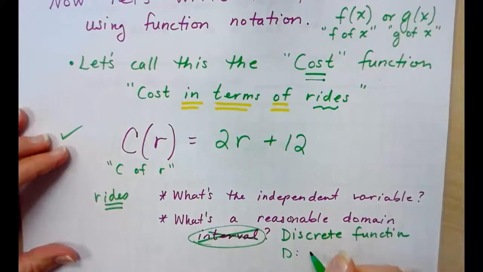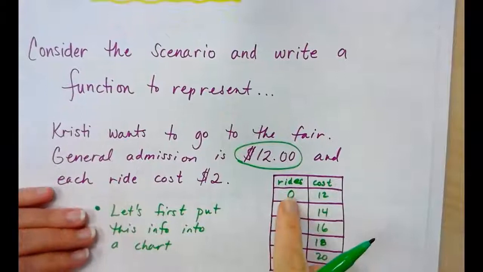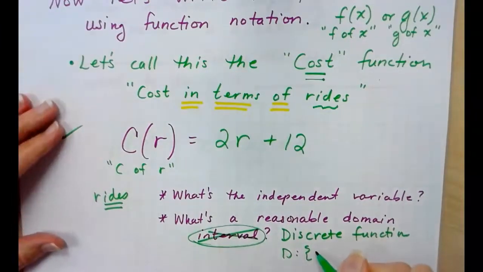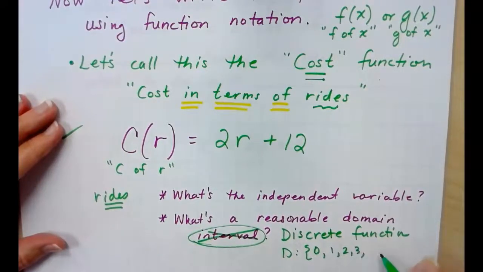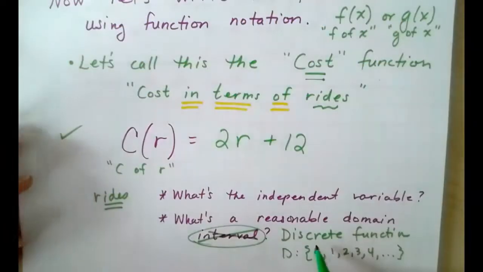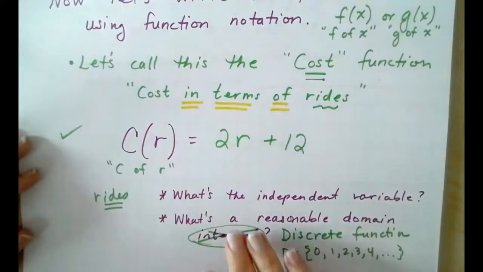So our domain here, and look at what we put in our chart. Maybe Christy goes to the fair and she doesn't ride anything. She rides 0 rides. So I would have to say a reasonable domain would start at 0 and then include the whole numbers 1, 2, 3, 4, and so on. I mean, maybe she stays there for 2 weeks and does nothing but ride. But she either rides the ride or she doesn't. There are no half rides, there are no third rides. So this is a discrete function.